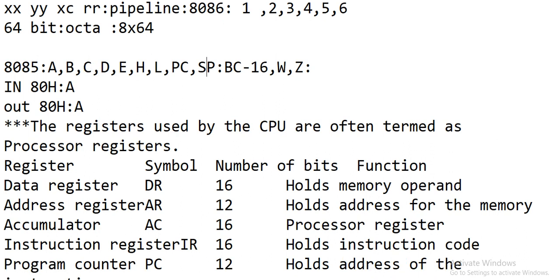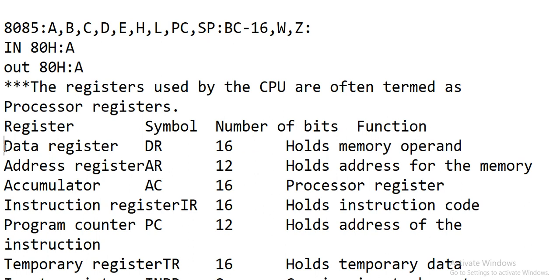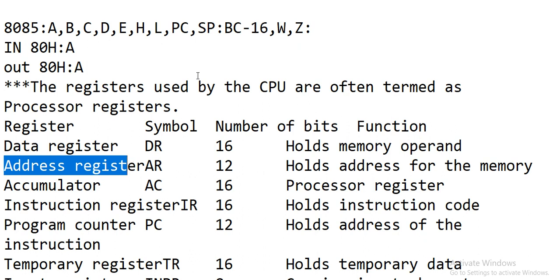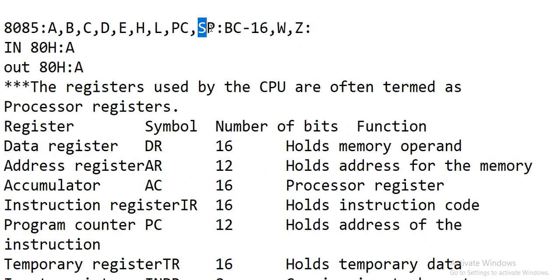Okay. Now, in a generalized way, what are the registers? Data registers, symbolic notation DR. A data register is nothing but a register which can hold data values, like A, B, C, D; it can hold any values. Address registers are registers which can hold a memory address. So here the PC and SP are the address registers. The accumulator is also a processor register which can be used for data.